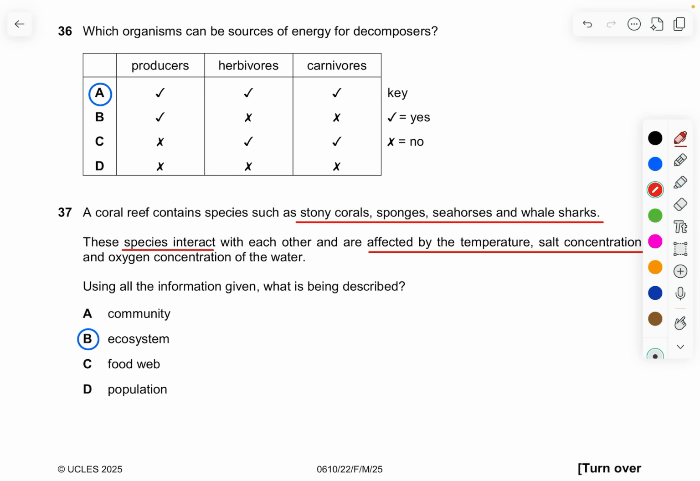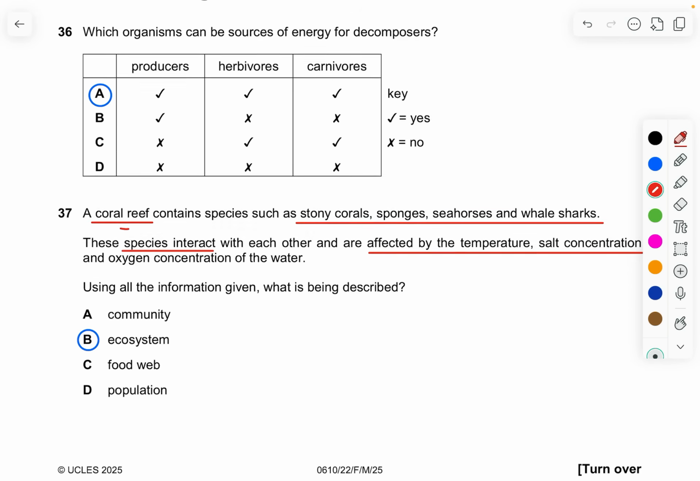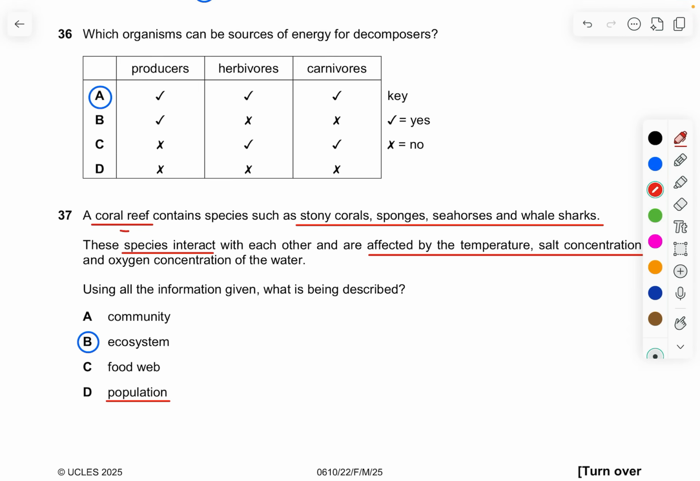So this is actually an ecosystem, because the coral reef represents all living organisms living in the aquatic environment to actually survive. So ecosystem is a better explanation. Community is more of just one or two species interacting. Population is the same species, like us humans, we interact with each other. This is the population. And food web doesn't make sense. Nothing is eating each other, and there's no result of any energy changes being mentioned here.